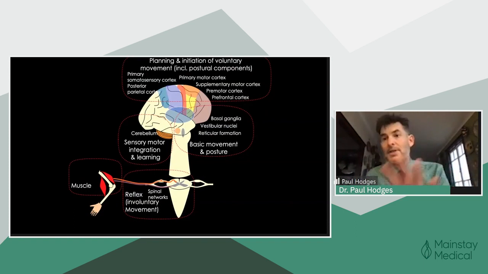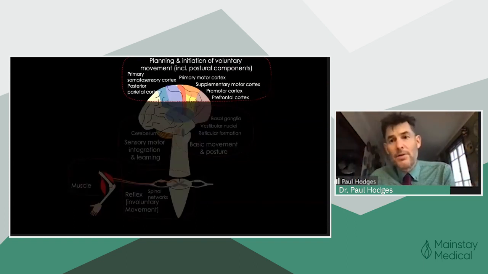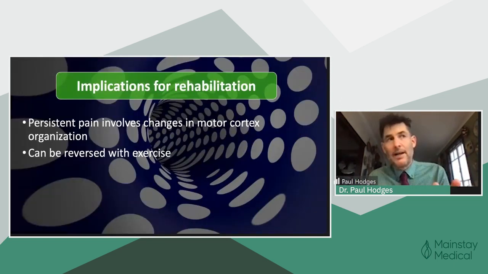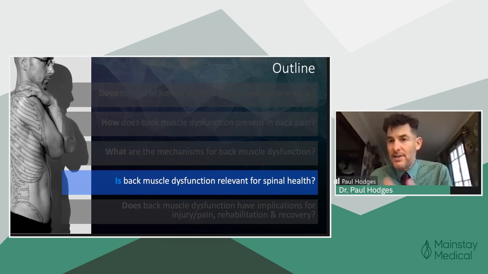We've also done work at many other levels of the nervous system, from the spinal cord up to the cortex, and we don't have time to talk about it today, but we've shown massive reorganisation of the motor regions of the brain. And again, what that means is we need to be able to modify the brain structure, and we can do that with exercise and activation of muscle.